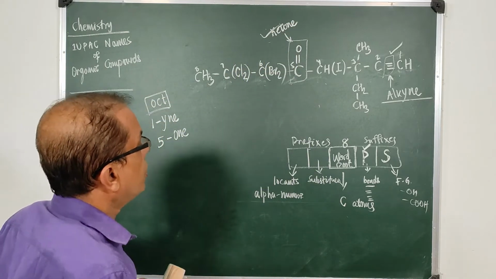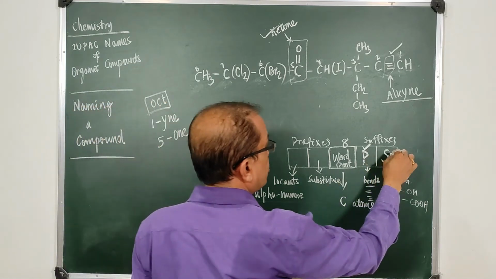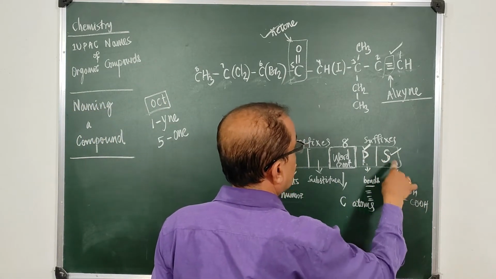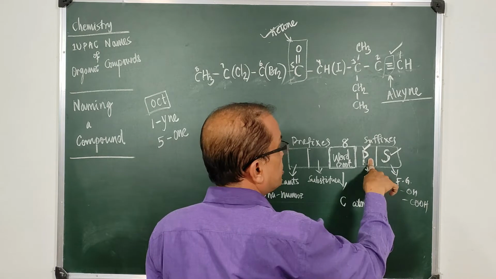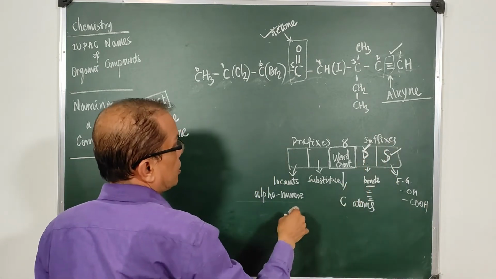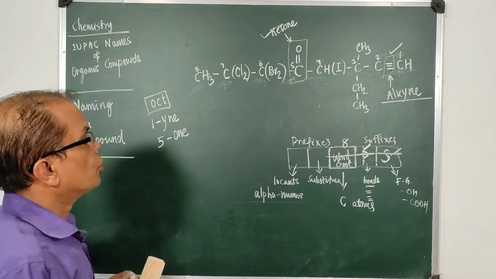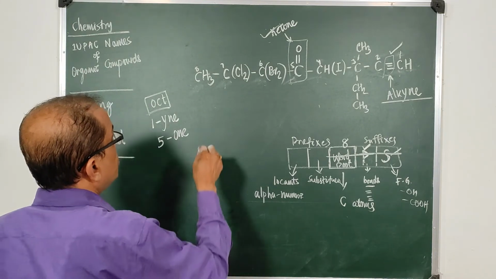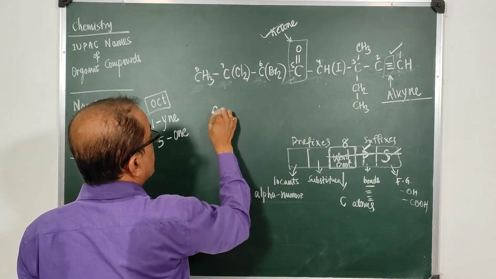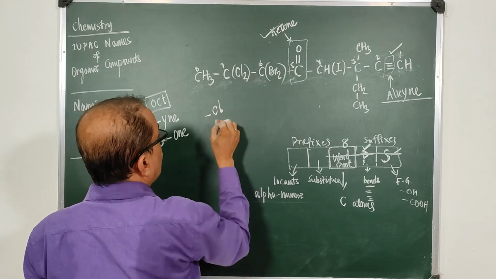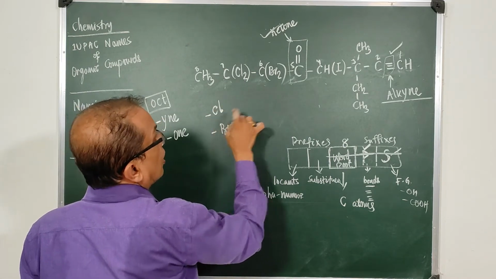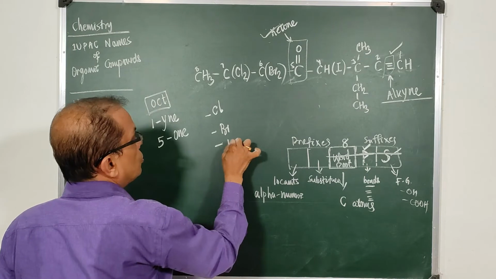Next I go for the prefixes. I have already used the suffix part, the functional group part, the prefix, the primary suffix part and the secondary suffix part, and the word root is also used. Next I go for the substituents. What are the substituents here? There are chlorine, chloro, there are bromo, and there is also iodo.